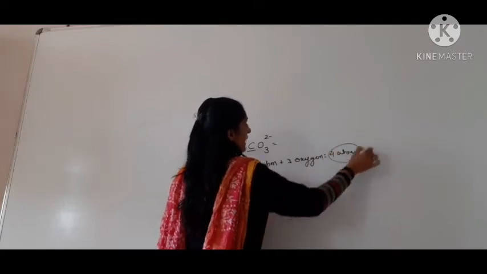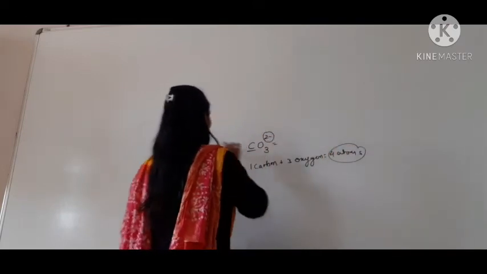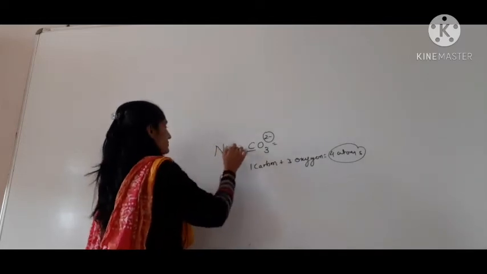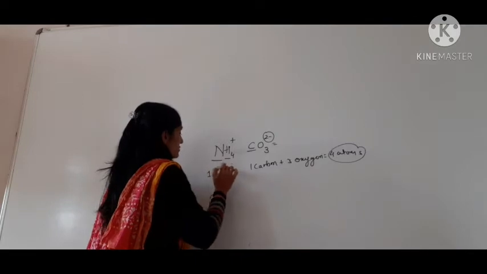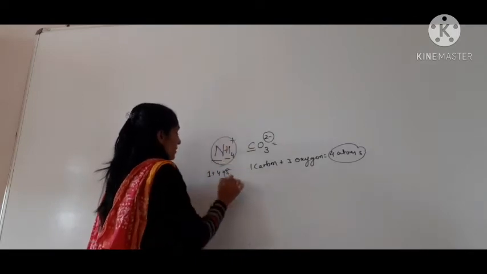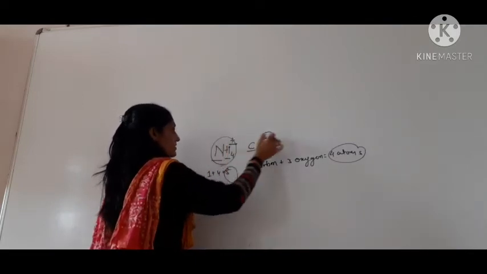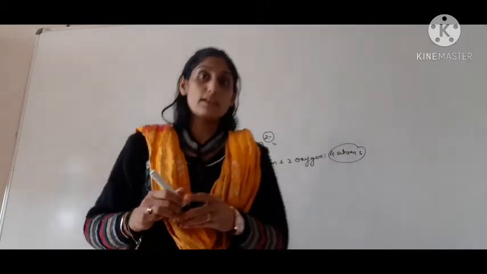Suppose I am talking about the ammonium ion, NH4+. That means 1 nitrogen and 4 hydrogen, so 1 plus 4, a total of 5 atoms. A group of atoms carrying either a positive or negative charge is known as a polyatomic ion.